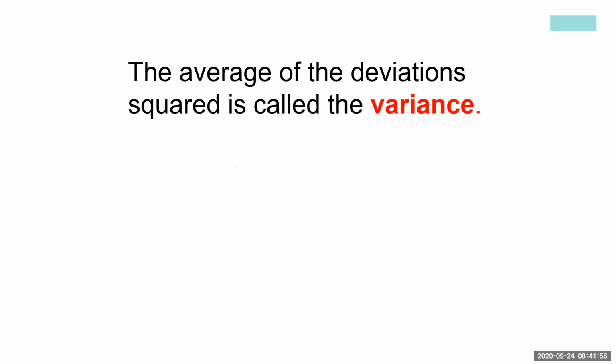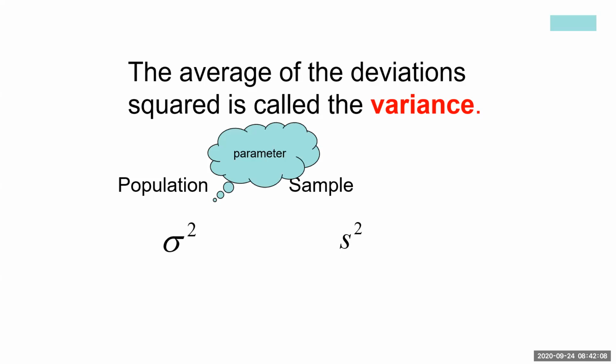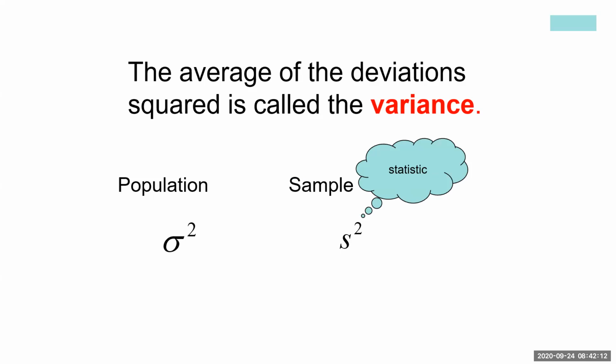So the average of the deviation squared is called the variance. And if we're talking about the population, we're going to use sigma squared. If we're talking about just a sample, a small subset, we're going to use little s squared. And remember, PP, population, is talking about a parameter. SS, sample, is talking about a statistic.